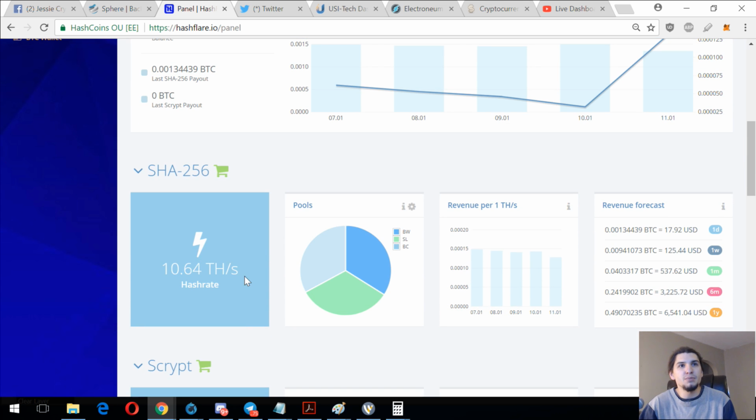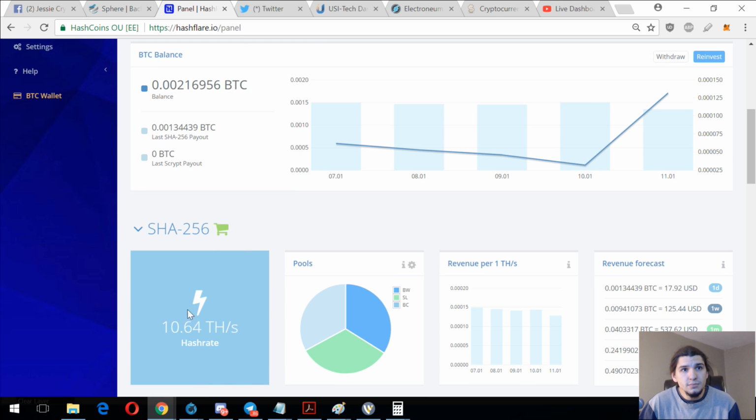Again, so I'm sitting at 10.64 terahashes right now, and there's a revenue forecast over here. This gives me an approximate idea. What did we say? 13.5 terahashes was $20 a day. So I got 10.64, I'm doing $18 a day. Yeah, it's pretty close, calculator, so that's good. Of course, it also gives you the BTC value, so I'm doing about 0.0013 Bitcoin per day. That's what I'm getting. It cost me $2,200, and I've compounded some in.